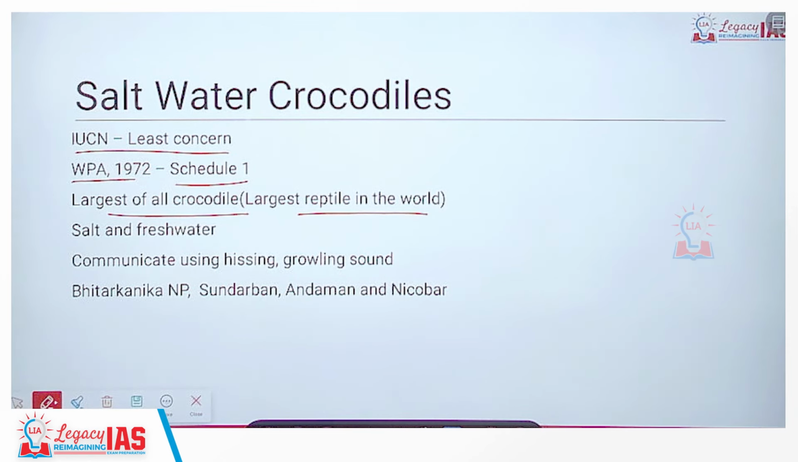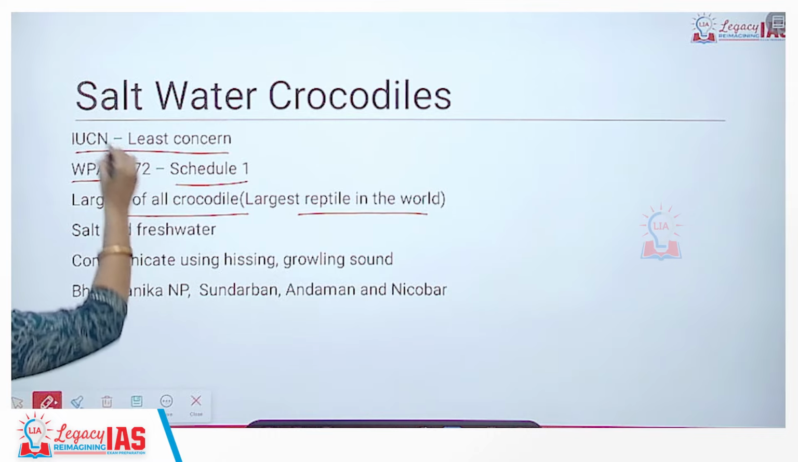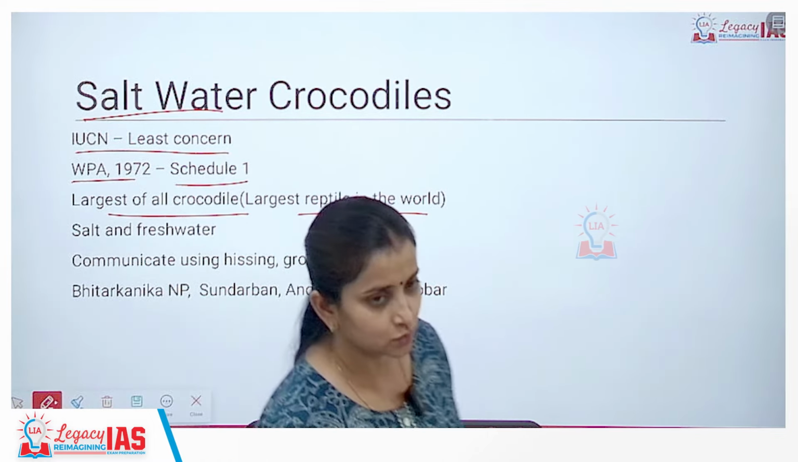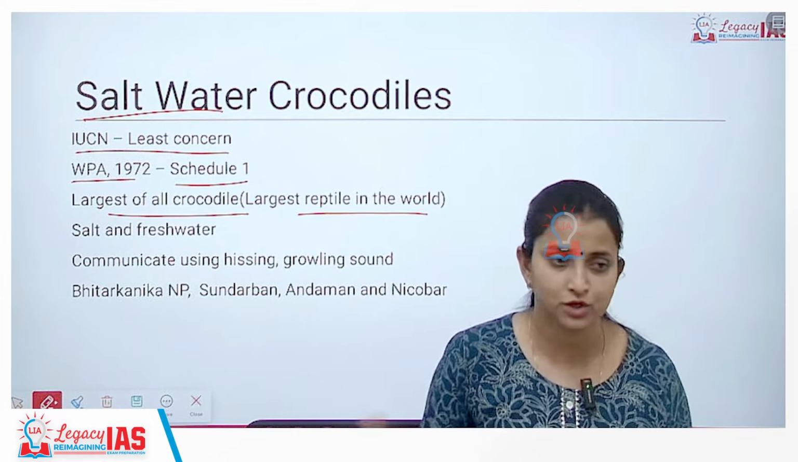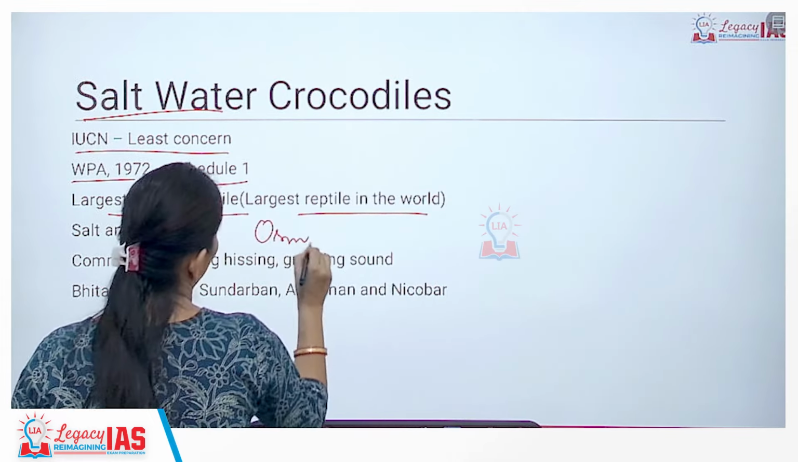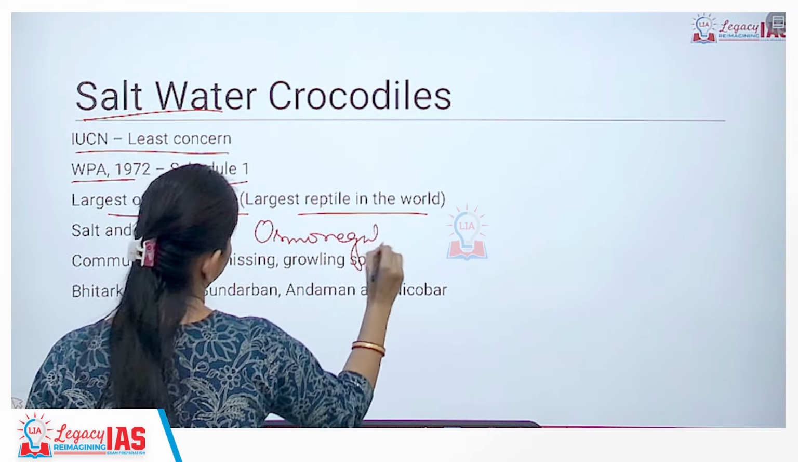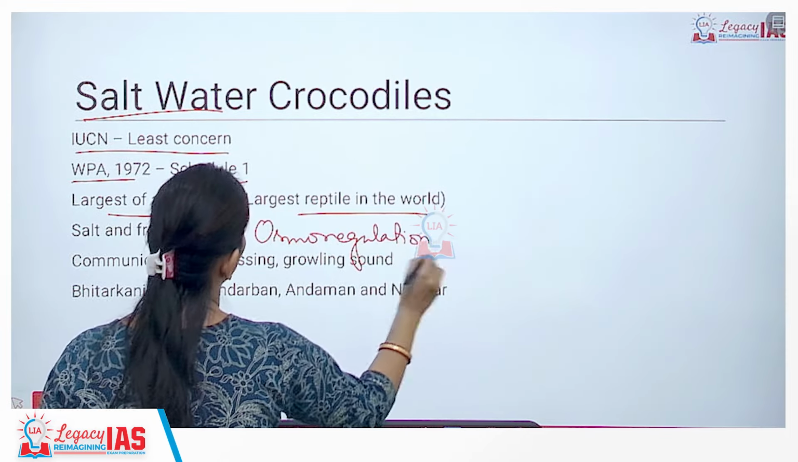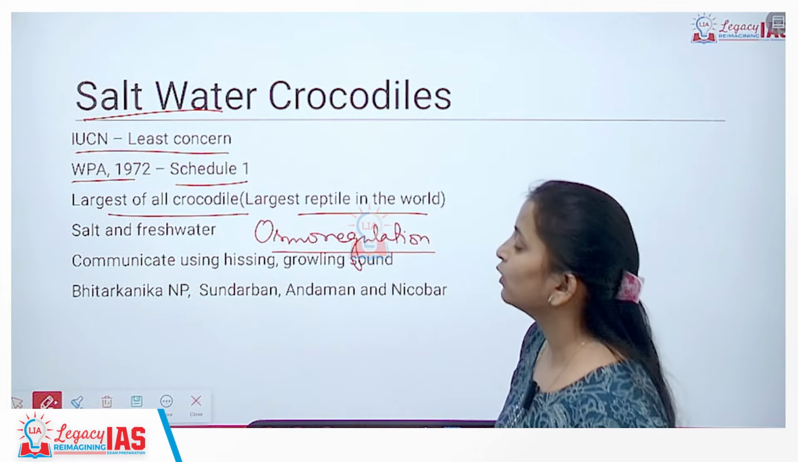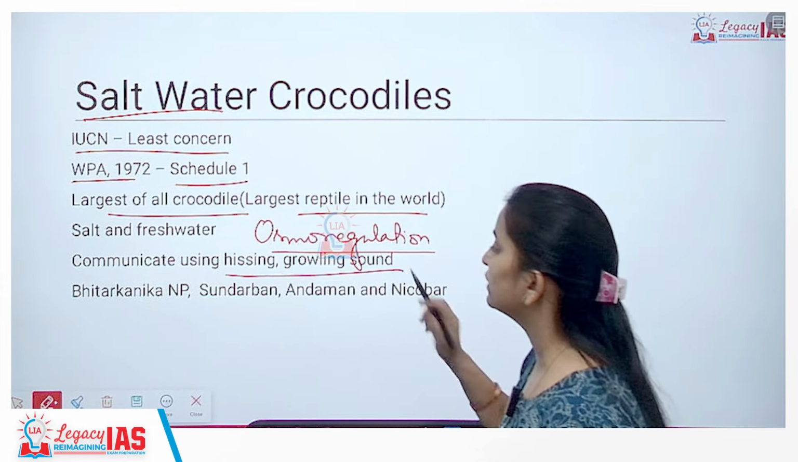They call them least concern. Although the name is saltwater crocodile, they are found in salt water as well as fresh water. So they can move from fresh water to salt water. They have osmoregulation capacity. They can regulate the salt movement in and out of their body. Plus, they also communicate using hissing and growling sounds.